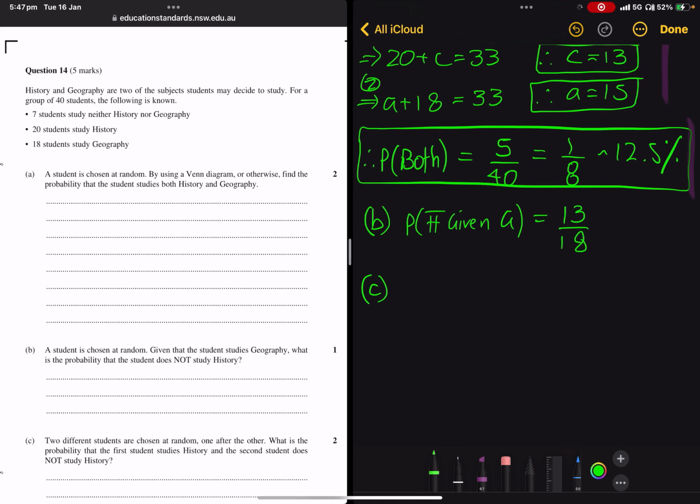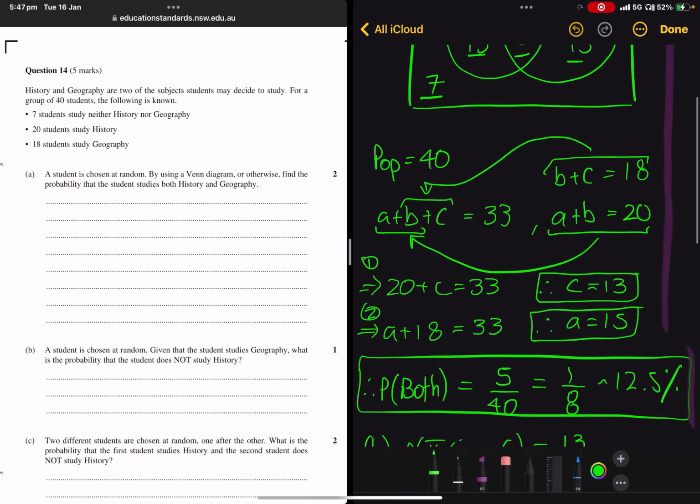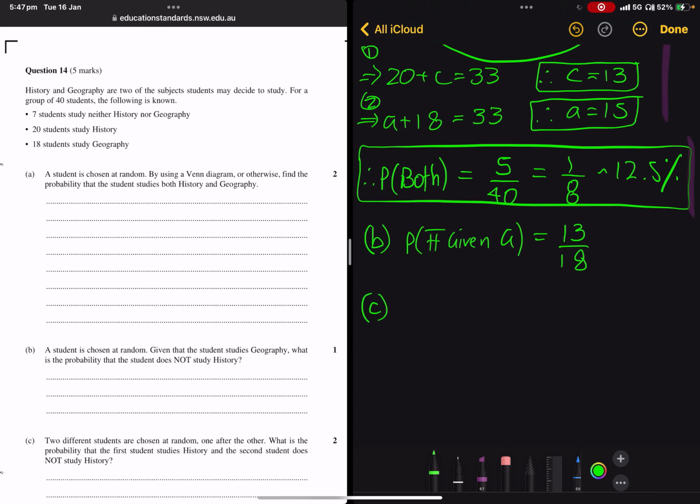Now we have a third part here as well, which is: two different students are chosen at random, one after the other. What is the probability that the first student studies history and that the second does not study history? So we're going to resort to our Venn diagram again. If we look at the total number who study history, that's 20. Consequently, the total number who don't study history is also 20. So the probability that the first student studies history will be 20 on 40. Of the 40 students, 20 of them study history.